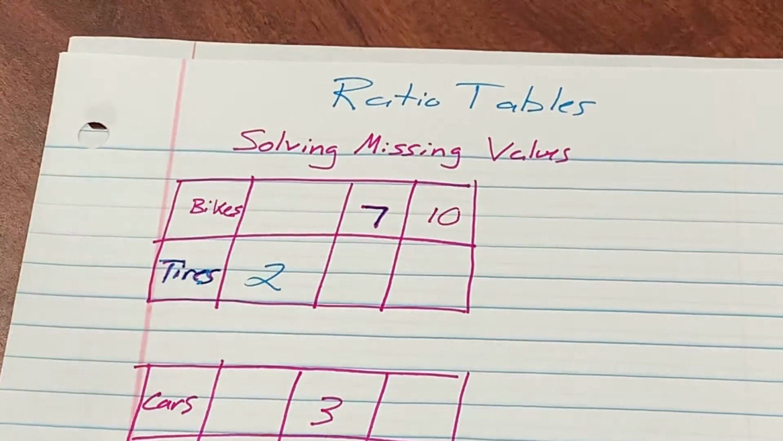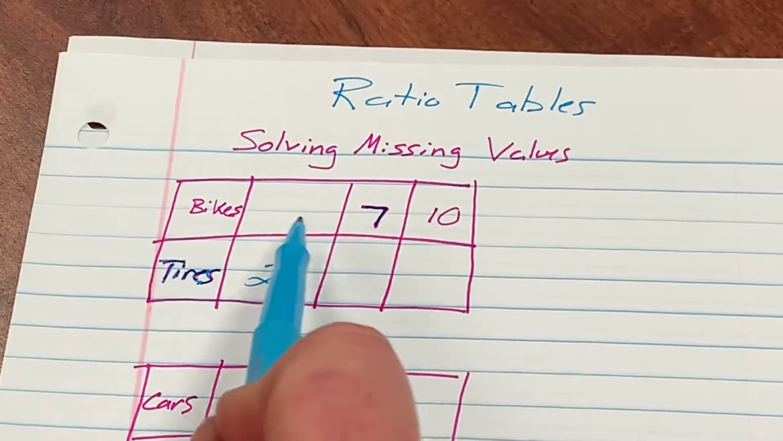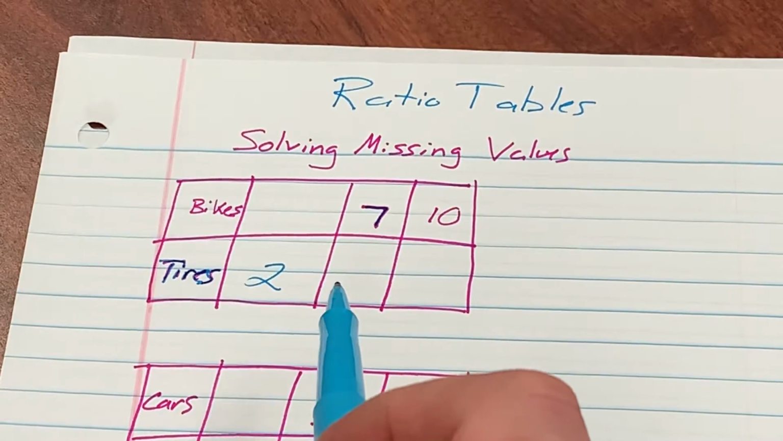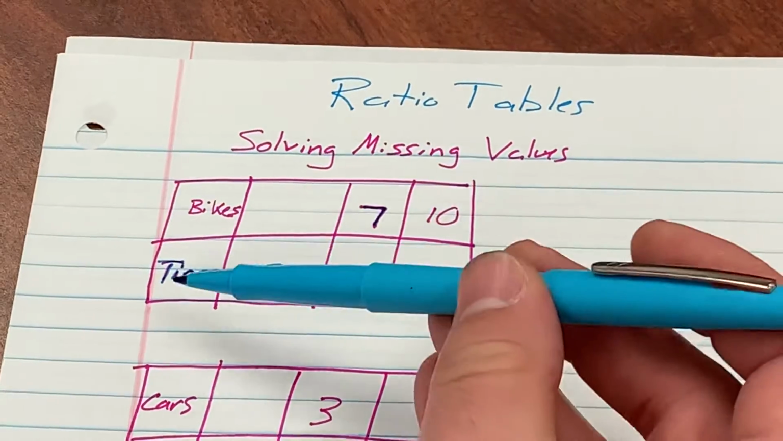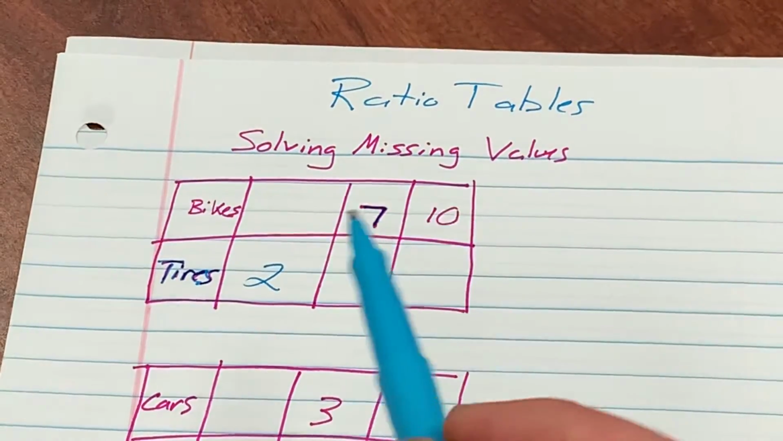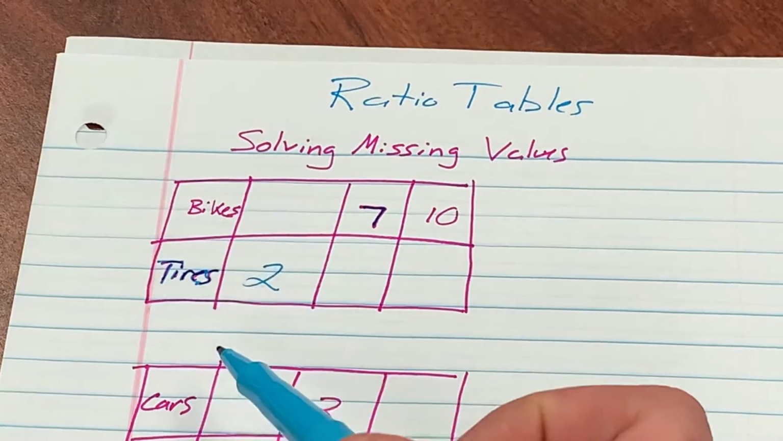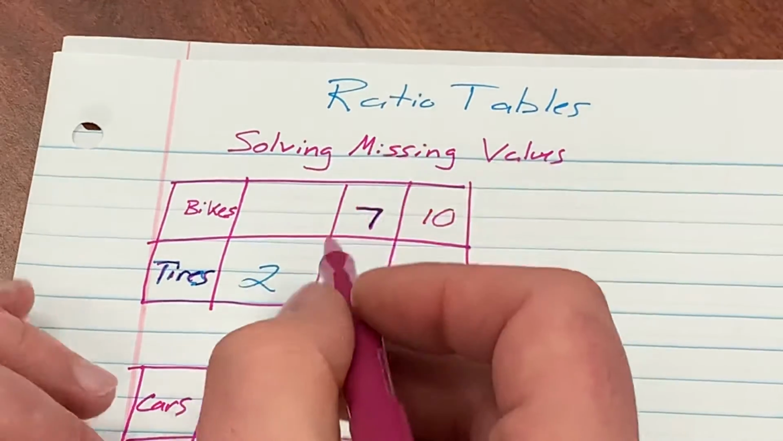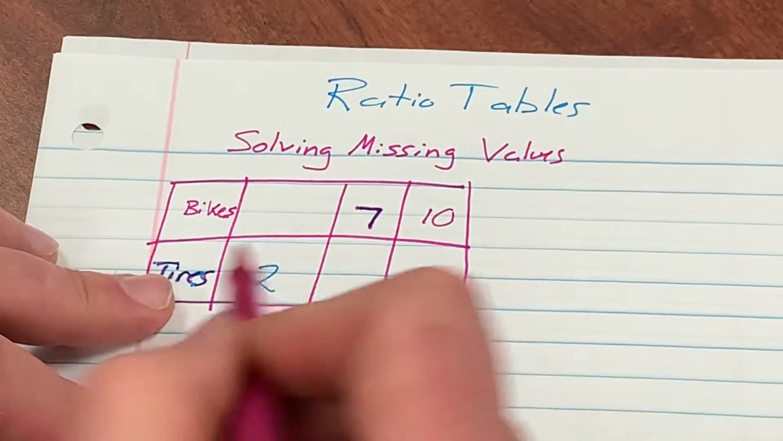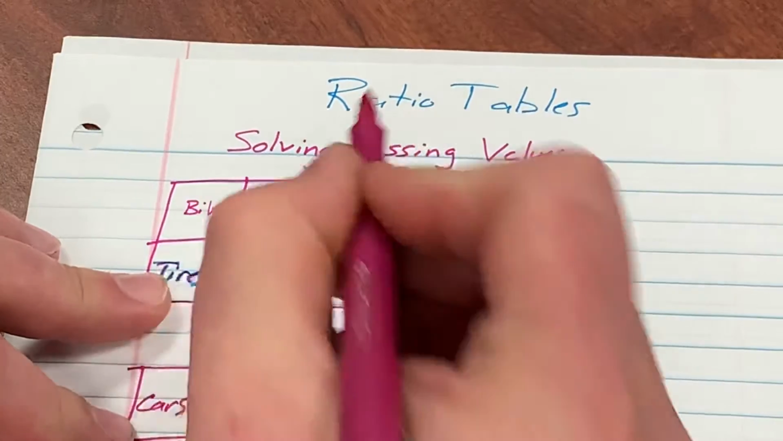All right, so I have had a request to make a video for solving the missing values for ratio tables. I'm going to be completing the top portion of this for bikes with my purple marker, and then I'll be doing the amount of tires with my blue. So we're comparing bikes to tires. Whenever I start off this, I know that I have 2 tires for every one bike.